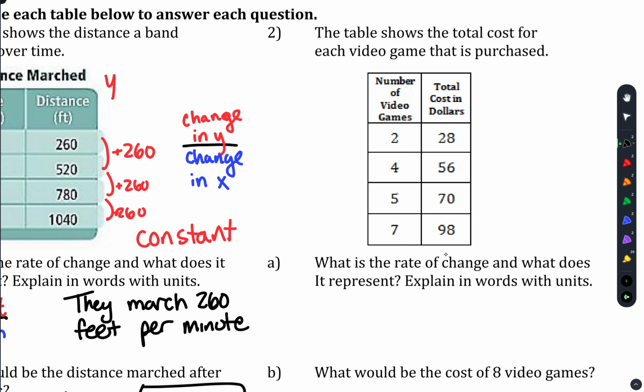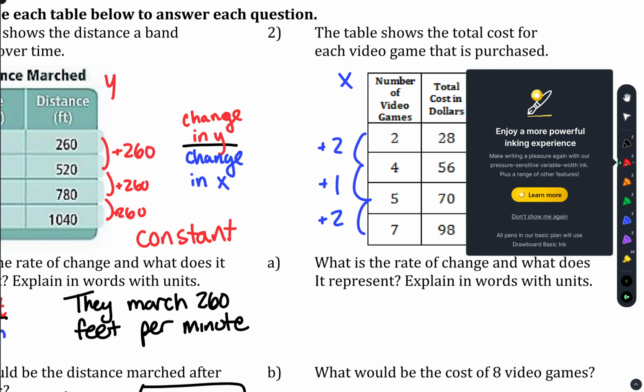Okay, let's do the same thing for the other side. Again, let's figure out, is this constant first? So I'll take a look at my x's. 2 to 4, that goes up by 2. 4 to 5, that goes up by 1. 5 to 7, that goes up by 2. Okay, weird. Doesn't look constant to me.